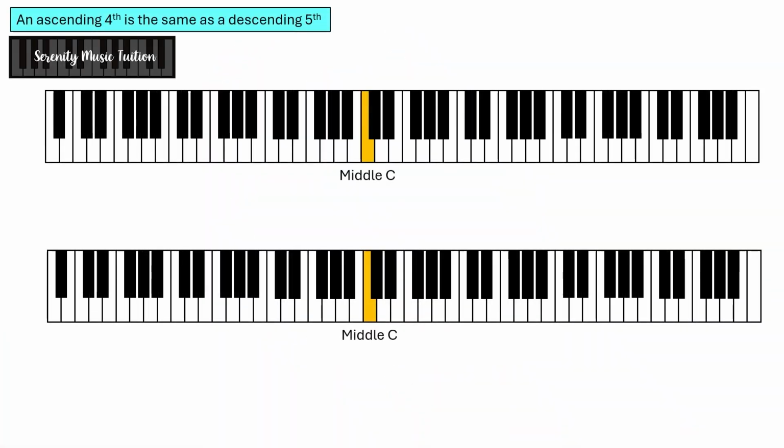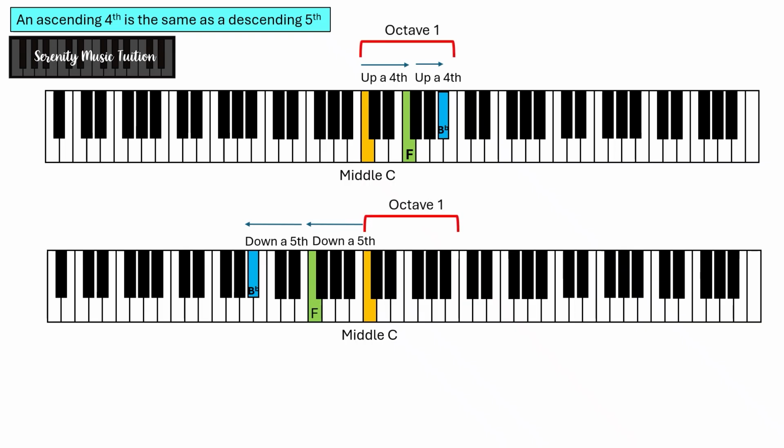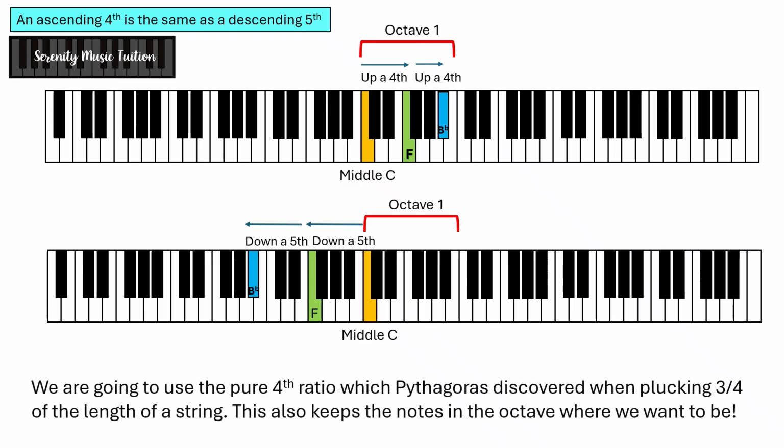But first, would you agree with me if I said we can find the interval which will produce the note F in two ways? Either going left by the interval of a pure fifth or right by an interval of a pure fourth. And we can find the note B flat by going left by the interval of another pure fifth or going right by another interval of a pure fourth. Can you see that if we use the interval of a fourth, both of our next notes F and B flat will lie in the octave where we need them to be? Therefore, we are going to use the pure fourth ratio which Pythagoras discovered when plucking 3/4 of the length of a string. This also keeps the notes in the octave where we need them to be.